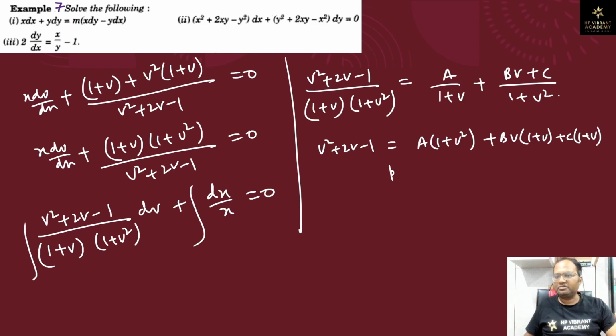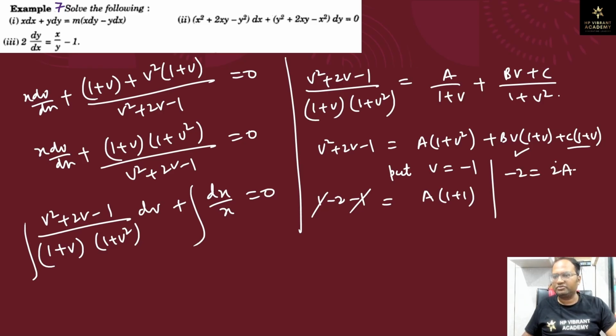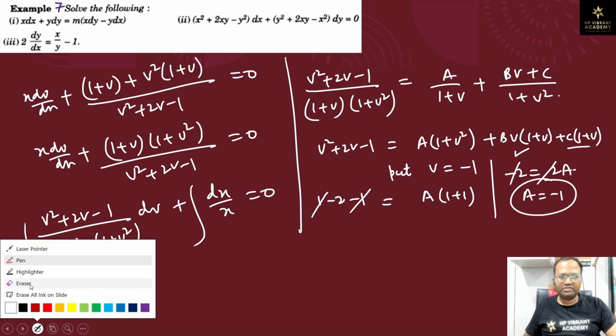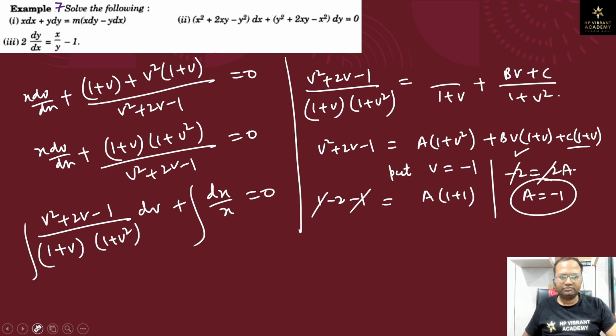Let us put v is equal to minus 1. ठीक है, माइनस 1 रखो. So this is 1 minus 2 minus 1 is equal to a (1 plus 1), and v is equal to minus 1, so this gets vanished, this gets also vanished. So this is minus 2 is equal to 2a. So from here we have a is equal to minus 1. Let us put a is equal to minus 1 here. Okay, let us further simplify this.